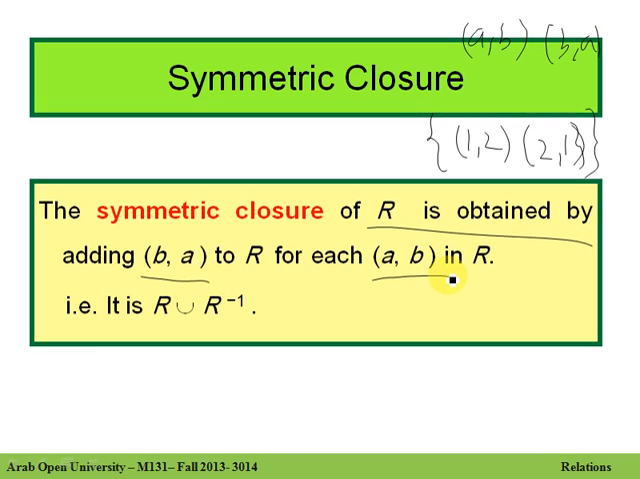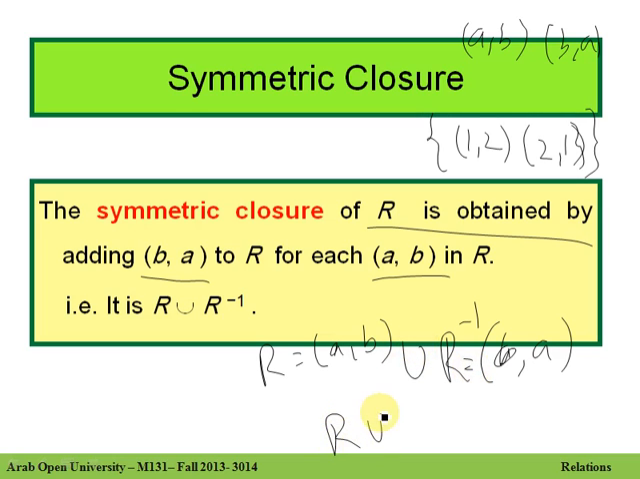So you are going to add (B, A). So if R has (A, B), then (B, A) is in R inverse. So you are going to do the union of R and R inverse. If you have, for example, (1, 2), then there should be (2, 1).